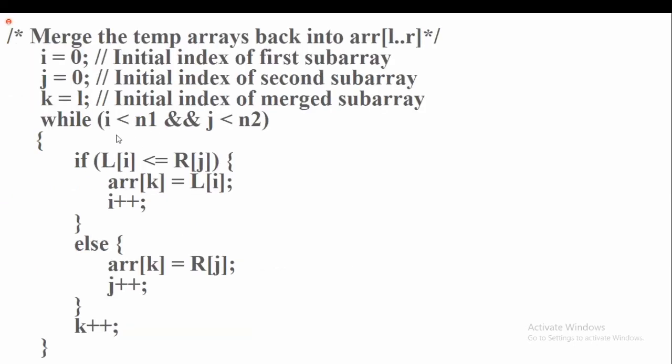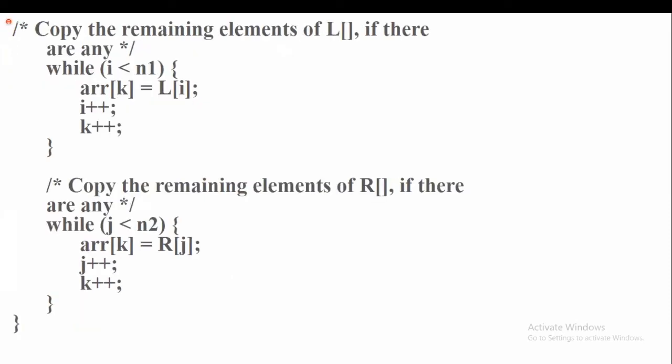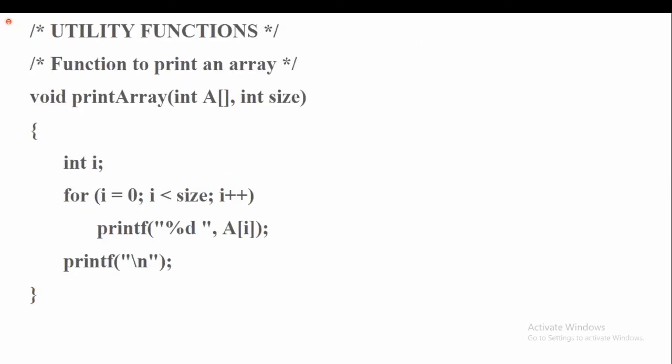Compare the first list element and the second list element. Whichever is less is copied to the sorted array. If you reach the end of either list, the remaining list elements are directly copied to the targeted array. This is the print function. The print function displays the array.